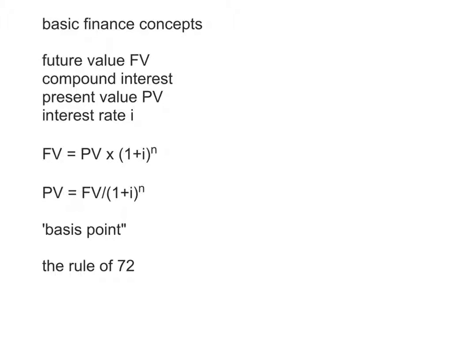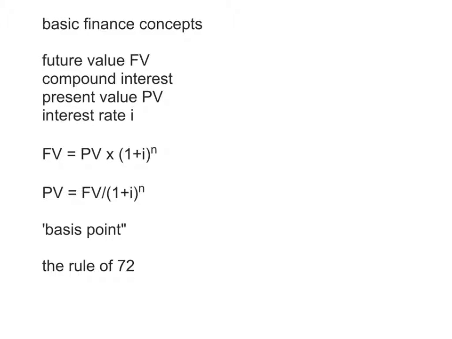Let's talk about basic finance concepts. There's future value, compound interest, present value, and the interest rate I. If I give you $100 today, that has a present value of $100. The value of that $100 in years from now is called its future value. And the future value will be the present value multiplied by 1 plus the interest rate raised to the power of the number of years, n.